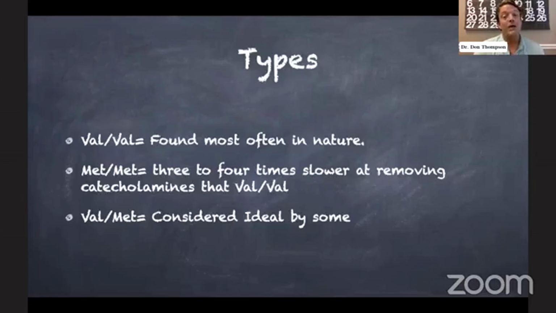Okay, we're going to do some confusing stuff. You have a VAL and a MET is what it's called. These are the types that you'll get: VAL, MET, or VAL-MET. The VAL is found often in nature. There is some reduction in the degradation or in the enzyme with that. The MET has a 3 to 4 times slower reduction at removing those catecholamines than the VAL. But the VAL is most often in nature. But depending on who you're talking to and what you're reading, the VAL-MET is considered ideal.